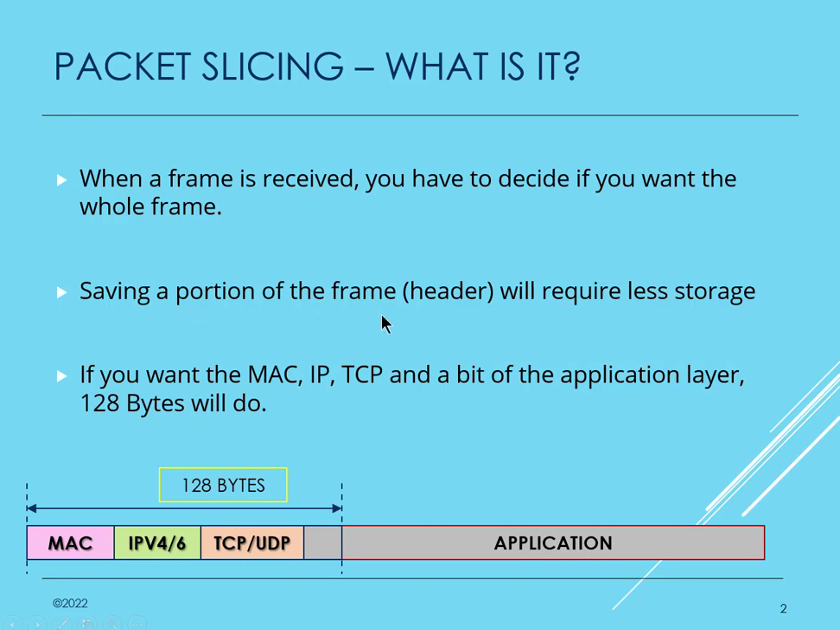Saving a portion of the frame header will require less storage. That's a good thing if that's what your goal is. But if you want the MAC, the IP address, TCP/UDP, and a bit of the application layer, 128 bytes is a good starting point. It's a good reference, right? It'll get you in here. So in some cases, you'll see the command, if it's clear text, like select and that kind of stuff. But if you really need to know what that offset is and you don't want 128, I've got lots of videos out there that will actually show you how to calculate that.